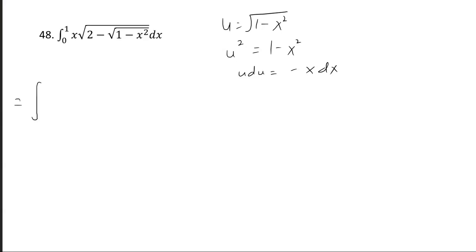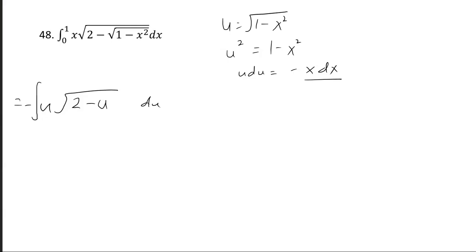So then we would have an x dx over here, right? So then that would be negative u du. So now how should I write this? Minus u and then du at the end, okay? And then we have square root of 2 minus u.